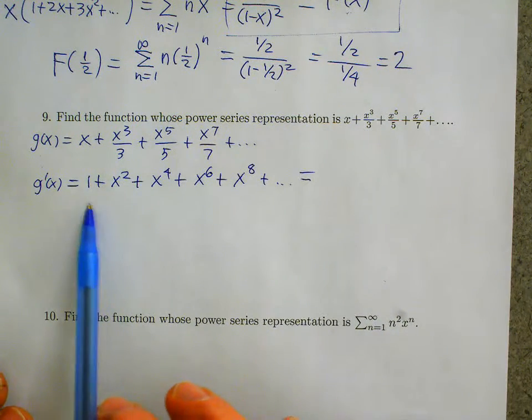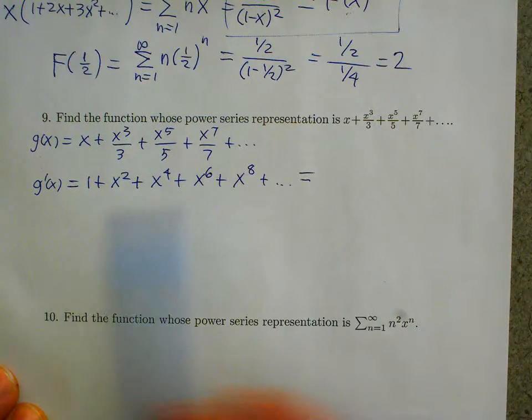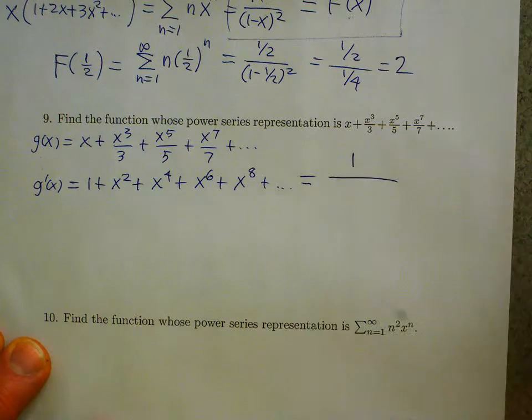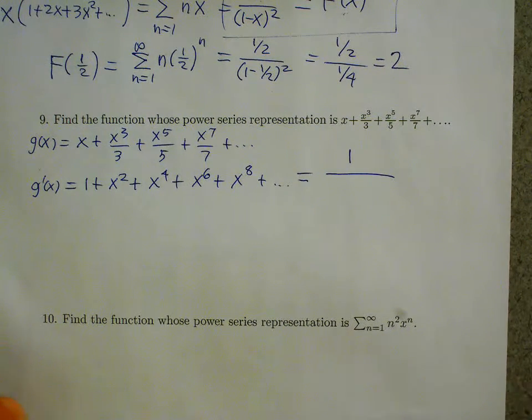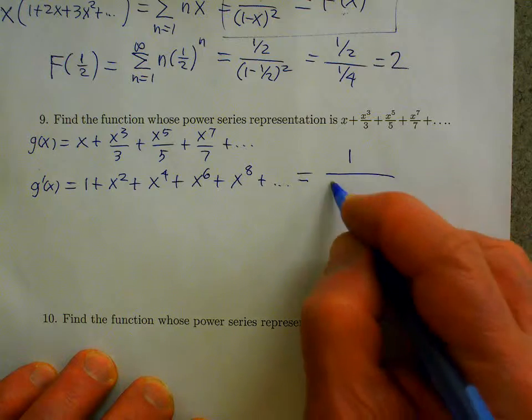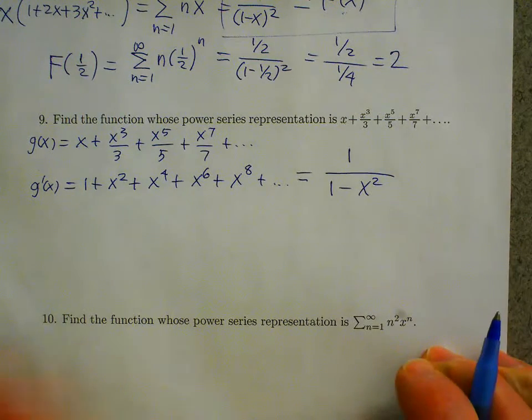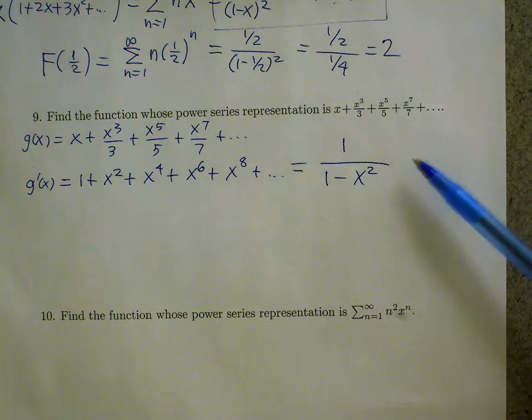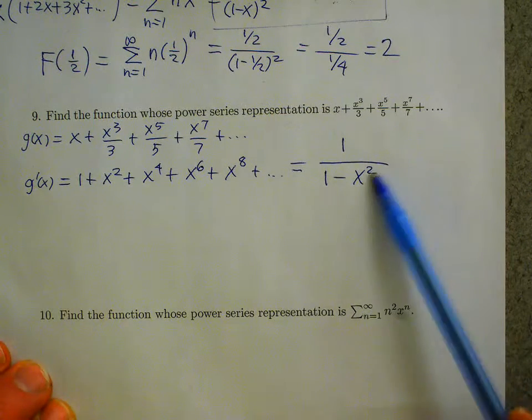And we know how to find the function for this infinite series. It's going to be 1 over something. Is it 1 over 1 minus x squared? That's the one. 1 over 1 minus x to the second. Oh, maybe I shouldn't have written so largely.